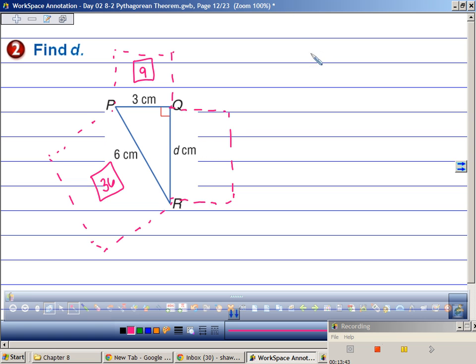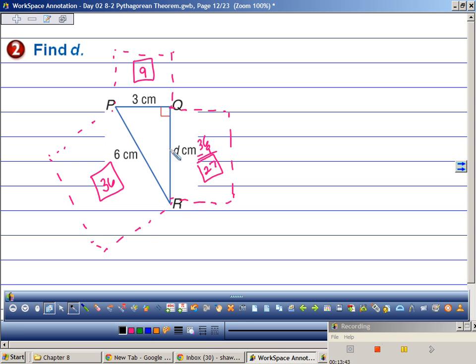So in here I would just say 36 minus 9 is how much? 27. What's the square root of 27? Does that make sense? Yep. Does that make sense? Because 6 has to be the longest side, right?